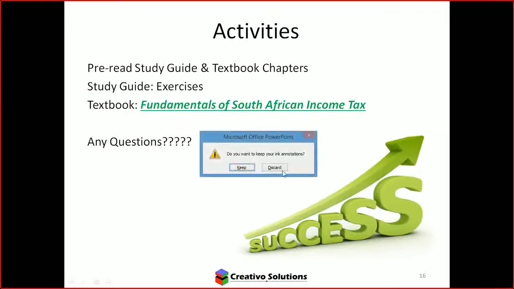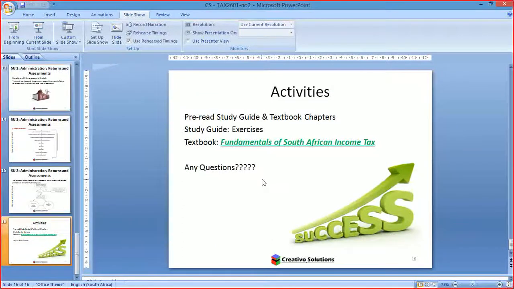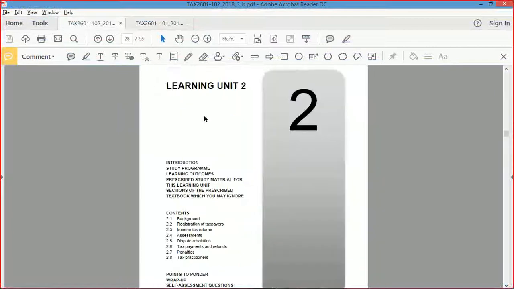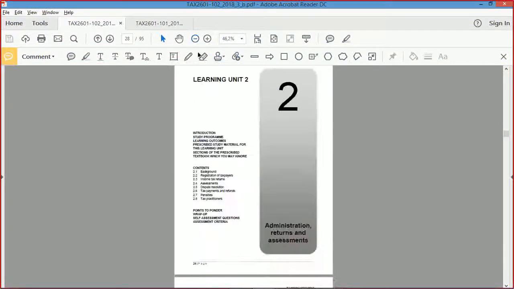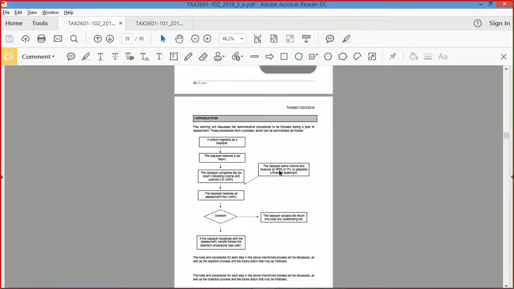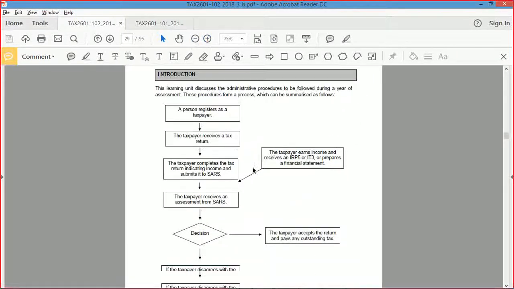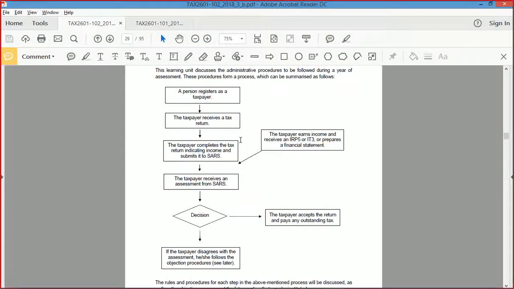It seems like a lot because it's a lot of basic background information. If you look at the textbook, let me just show you. You'll see Learning Unit 2 is just text and text and text of writing. Here they give you background in terms of introduction. They talk about the taxpayer, why you have to register, and what happens after you've registered.